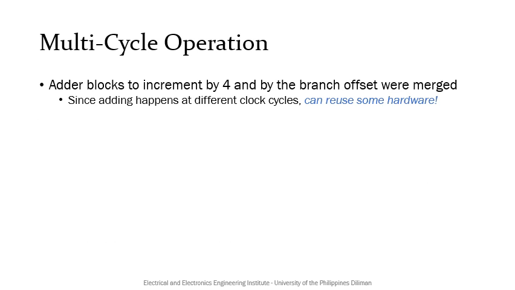To continue, the other blocks needed to increment by 4 and by the branch offset from our single cycle data path were combined. This became possible since incrementing by 4 and incrementing by the offset happen at different clock cycles, and thus multi-cycle operation allows us to reuse some hardware blocks.